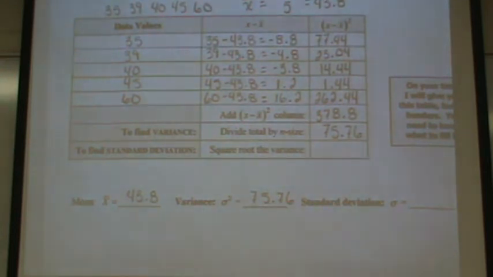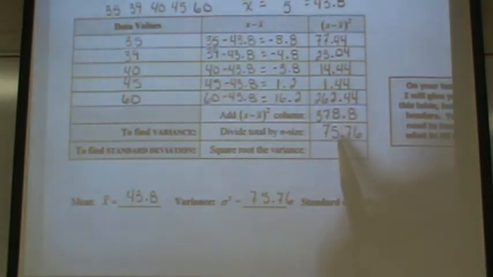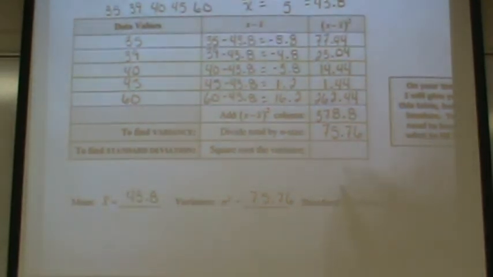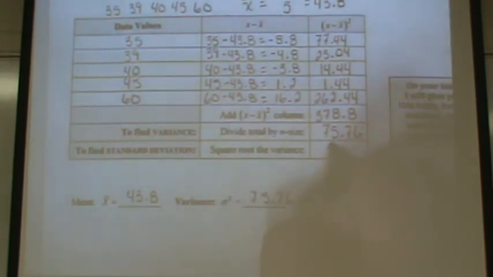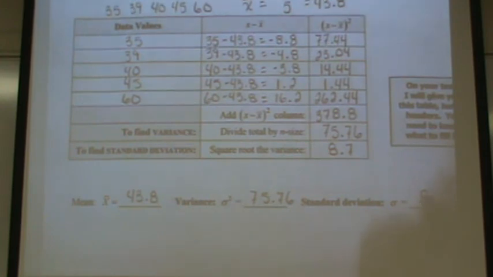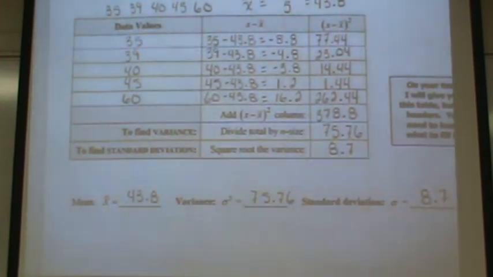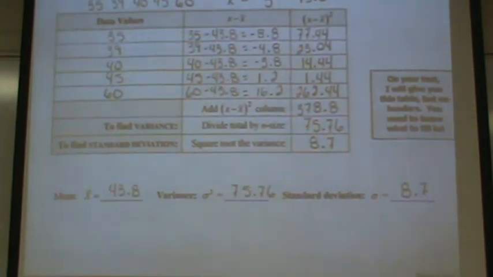And then to find the standard deviation, we take the square root of our variance. So we're going to take the square root of 75.76, which is going to give us 8.7. So our standard deviation is 8.7. And we're done.